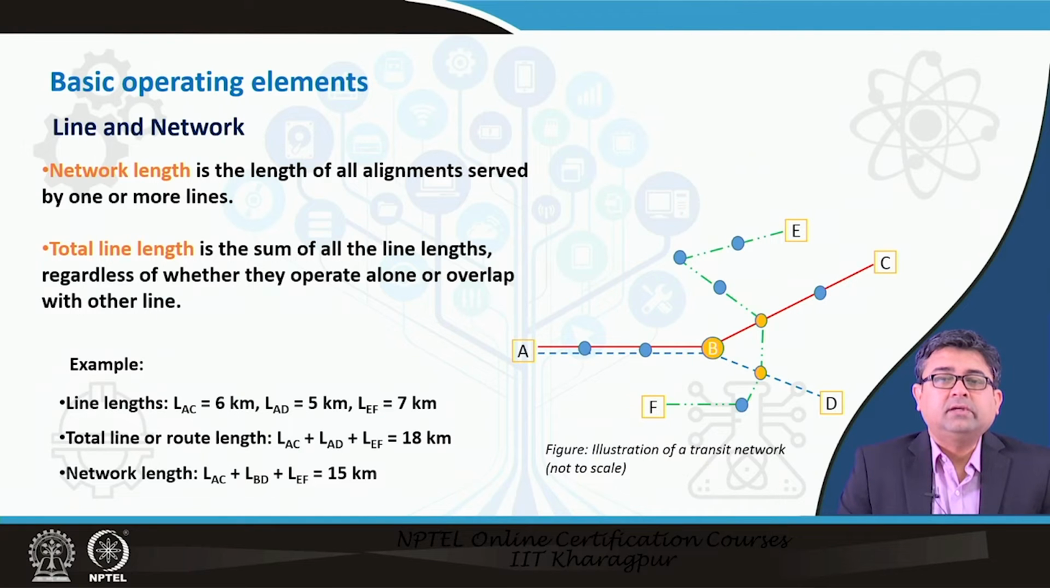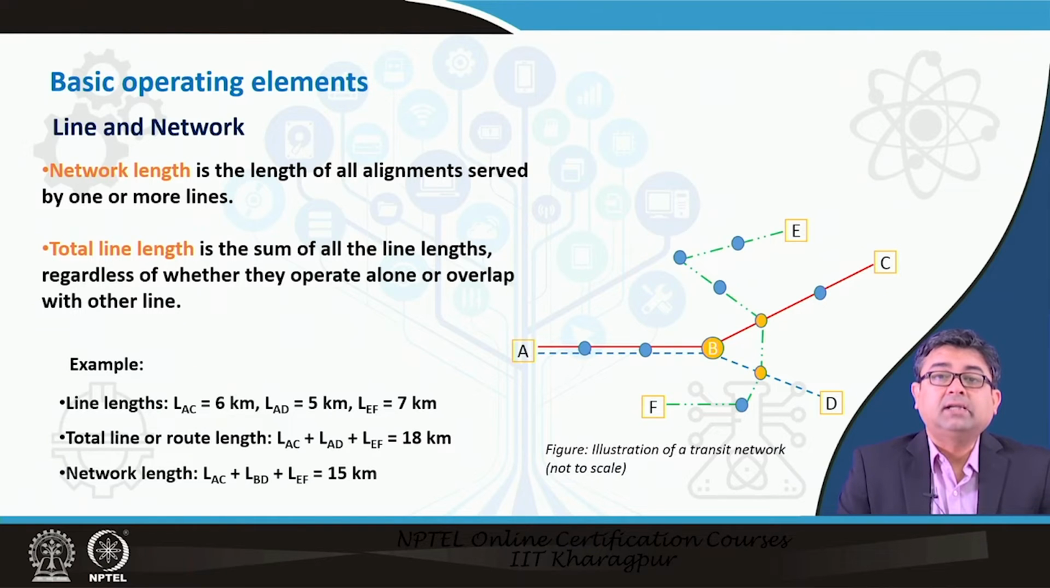So, you can calculate that the line length AC is 6 kilometers. Similarly, the line length AD, which is the blue line, is 5 kilometers, and the line length EF is 7 kilometers. Now, when we want to determine the total line length or the route length, we add up all of these line lengths individually. Irrespective of whether these two lines, the red line and the blue line, overlap for one stretch between A and B, we still add all those lines up and say that the total line length or the route length is 18 kilometers.